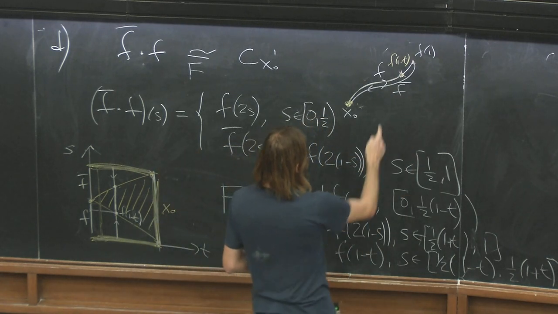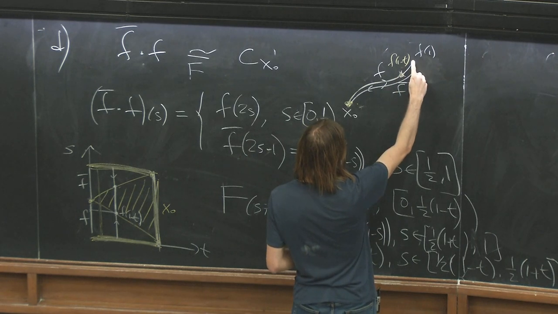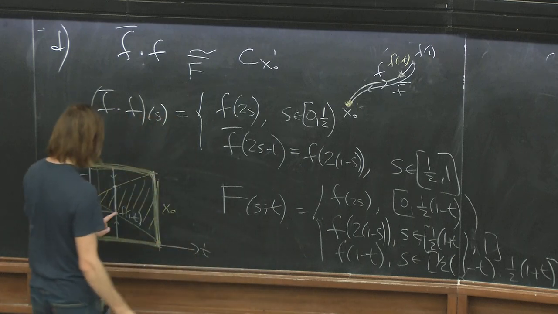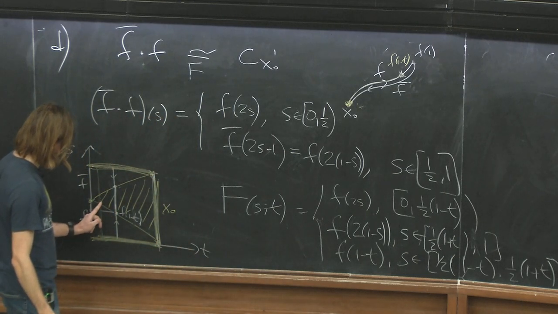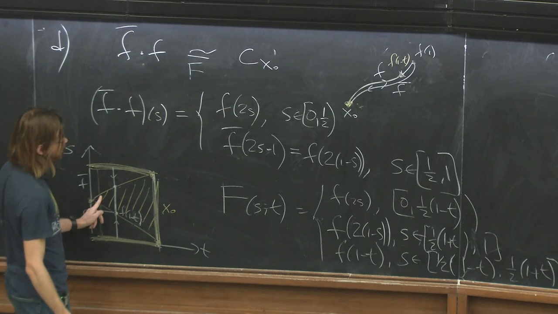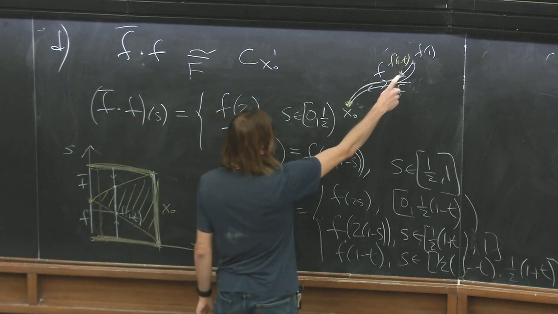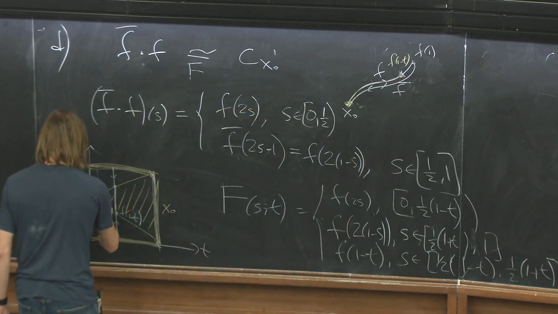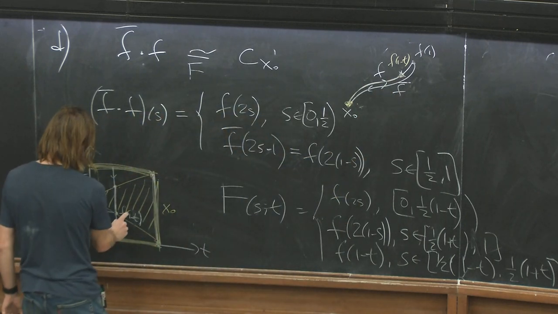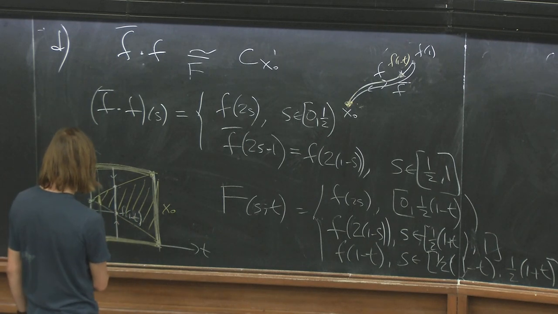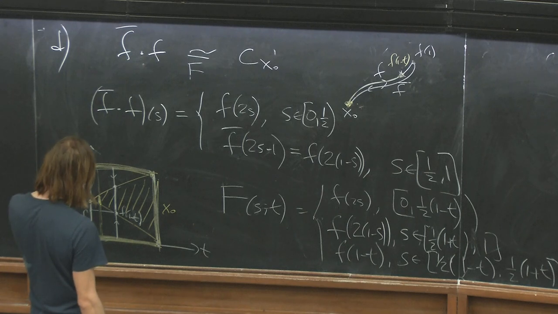In particular, initially when t is equal to 0, I move to the full end. And when my s belongs to this interval inside the triangle, I don't do anything. I just stay at this point. So this is a constant map. The whole interval is mapped to the same point, f1. I did something wrong, right?